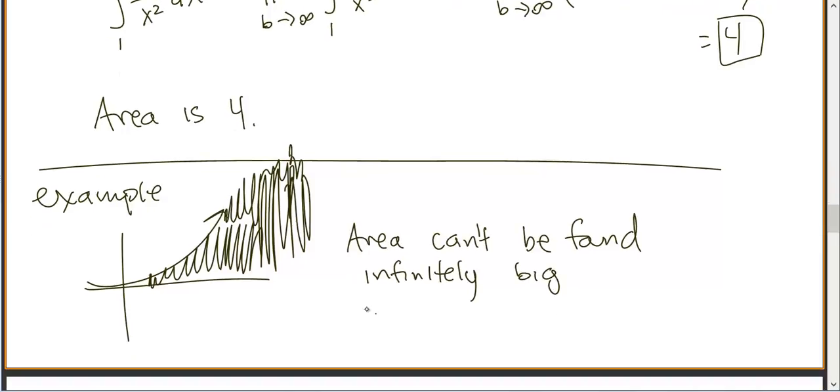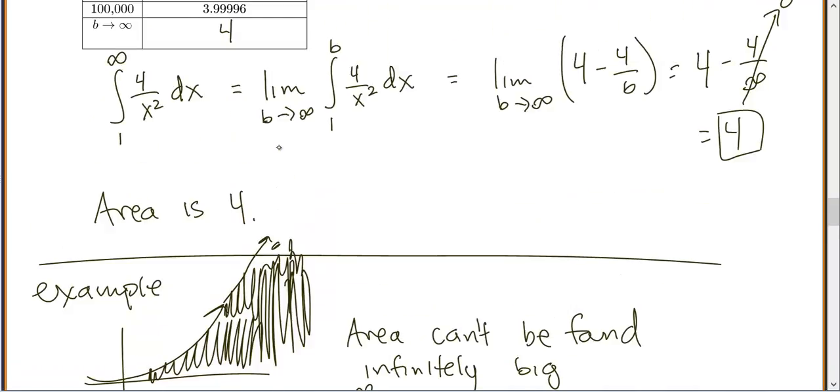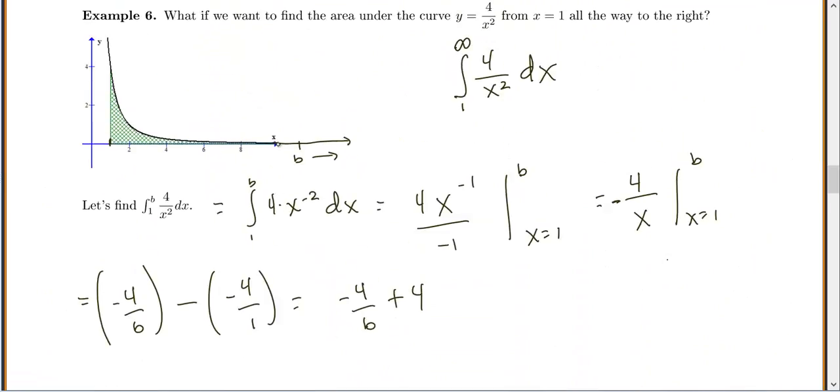So this could be like the integral from 1 to infinity of e to the x dx. That one would be infinitely big. You wouldn't be able to actually find the area because it's never going to stop. It's just going to keep getting bigger and bigger. Whereas up here, notice the line function came down and the area gets smaller and smaller and smaller, so you can actually find this total area.